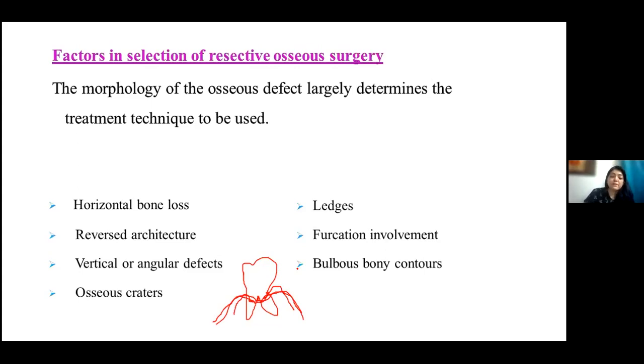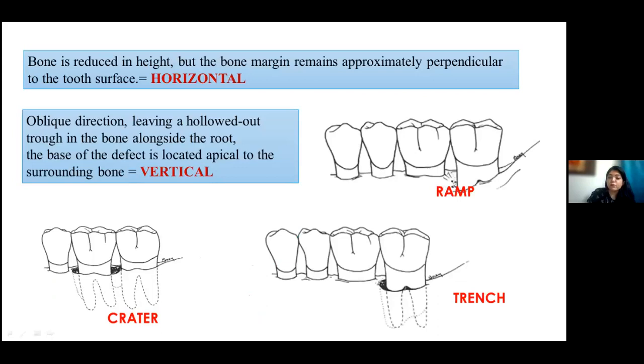Then we have bulbous bony contours, osseous craters. I told you all of this. You can do resective surgery. This is just for your revision. You know what is a crater, what is a trench, what is a ramp. This kind of bone defect.